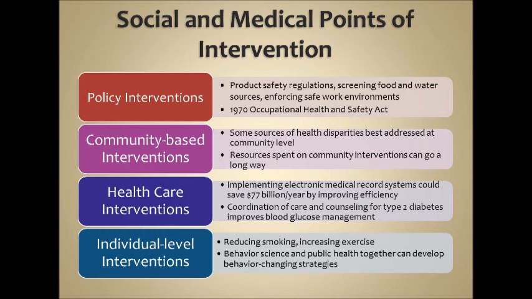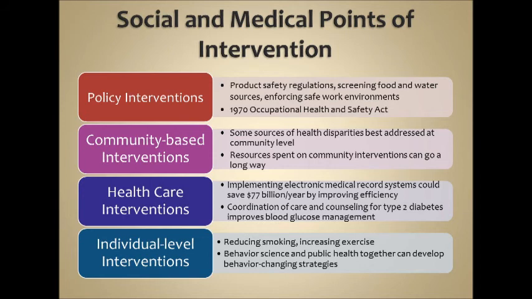If a community is having trouble exercising simply because there are no sidewalks, a community-based intervention to add them and to start walking groups is not a bad thing. That could go a long way. Healthcare interventions are important. Implementing electronic medical record systems could save $77 billion per year by improving efficiency. So that's a healthcare intervention that could save money.